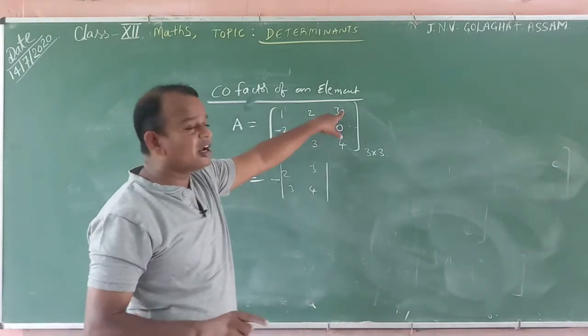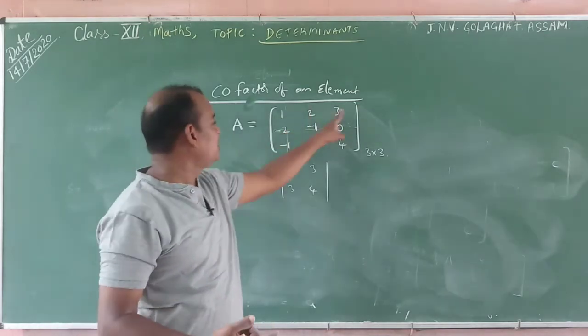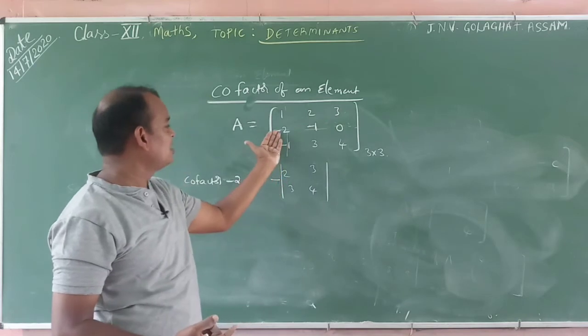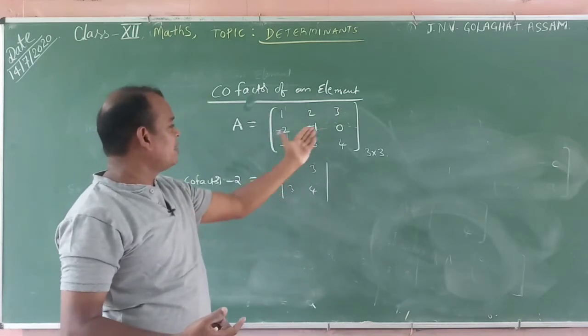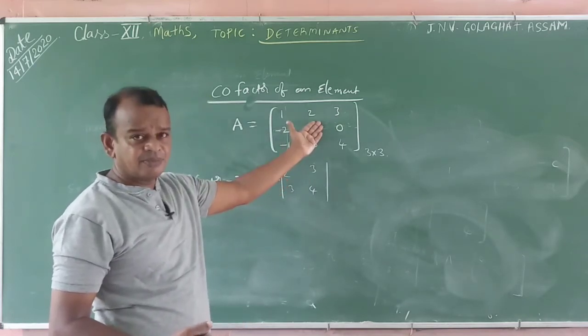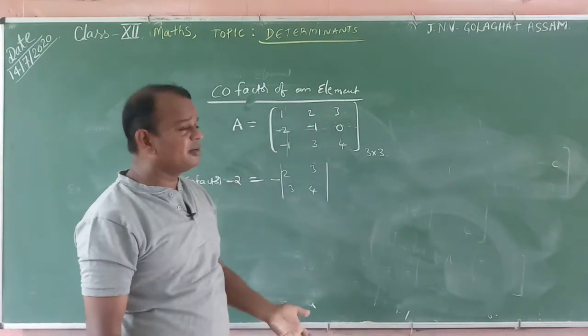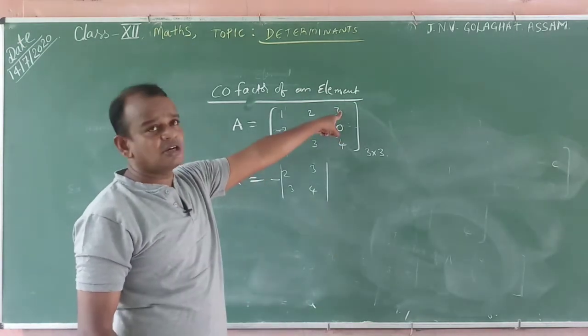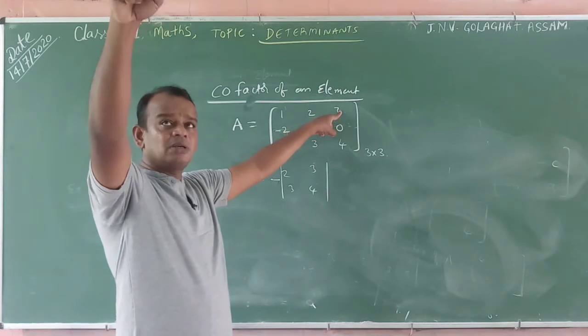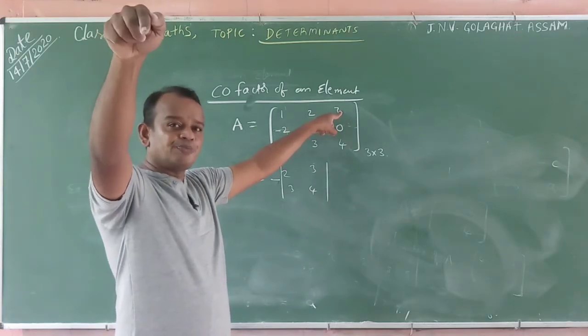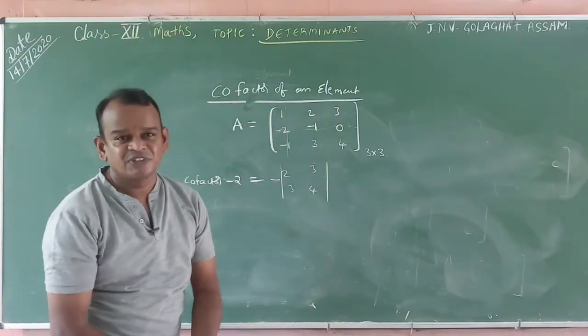Suppose the minor of 3. What does the minor mean? Deleting this row and column. Suppose the minor is -6, -1, which gives -7. The minor is -7. What is the cofactor? This is the first row, third column. First row, third column means power 4, which is positive, so minor and cofactor are the same. Understand or not?